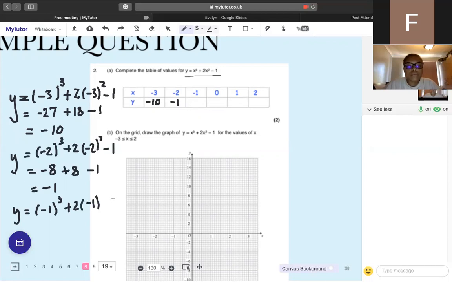So minus 1 cubed is minus 1. Then 2 multiplied by minus 1 squared. So minus 1 squared is 1, multiplied by 2 is 2, then minus 1. So this one would give us 0.